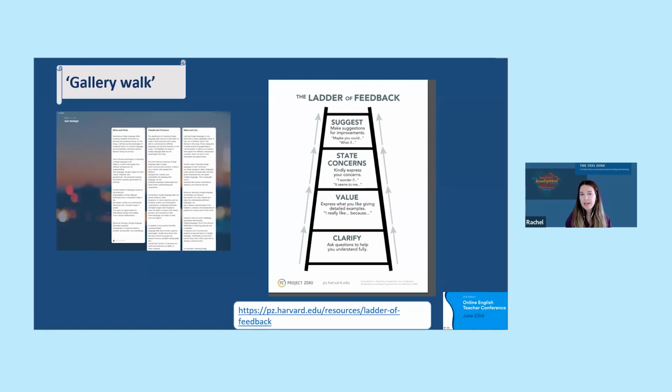So I believe this is quite helpful because in general, people need to give feedback in the workplace or at university when they study, perhaps. So it's useful to help them develop that skill.